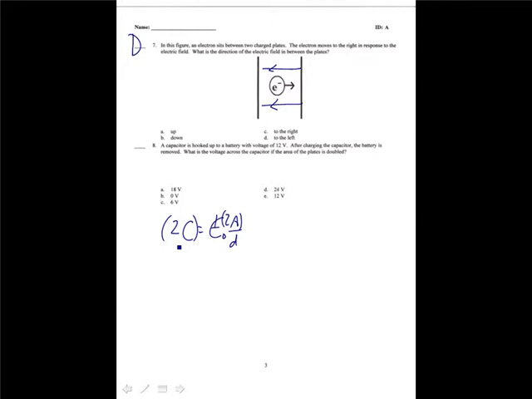Now when you hook it up to this battery of 12 volts, it puts a certain amount of charge on that capacitor, Q, and Q is equal to CV. Now once you remove the battery, that charge remains constant, so it keeps that charge. However, if you increase the capacitance, then that decreases the voltage, and you're increasing the capacitance by a factor of 2, so that's going to decrease your voltage by a factor of 1/2. So that would be C, or 6 volts.